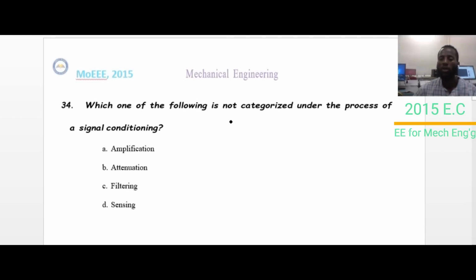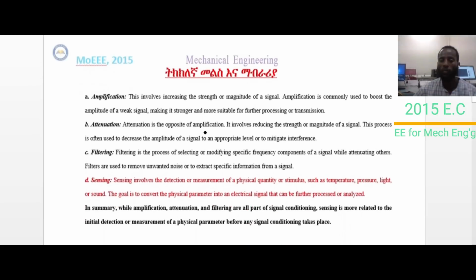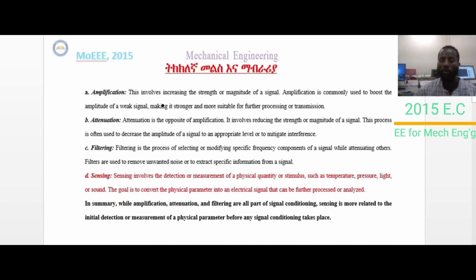Next, which one of the following is not categorized under the process of signal conditioning? A. Amplification, B. Attenuation, C. Filtering, D. Sensing. So from this one, which one is not categorized under the process of signal conditioning? Here, when we say amplification, this involves increasing the strength or magnitude of a signal, and this amplification is commonly used to boost the amplitude of a weak signal, making it stronger and more suitable for further processing or transmission. And when we say attenuation, this is the opposite of amplification, and it involves reducing the strength or magnitude of the signal.